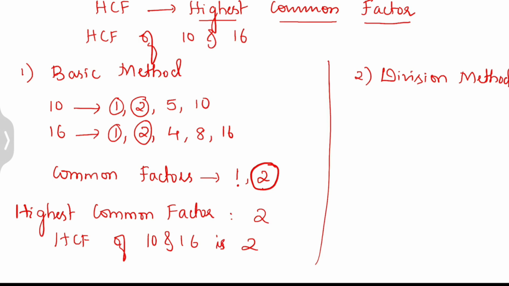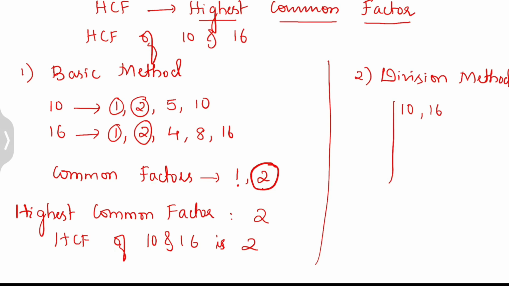Now we'll see the division method. So 10 and 16. Now you have to divide them such that there should be one number which will divide both 10 and 16. Not like in the LCM, where if one number is divisible by one number we used to divide, and the other number by another number, isn't it? But here it's not like that. Only one number should divide both.